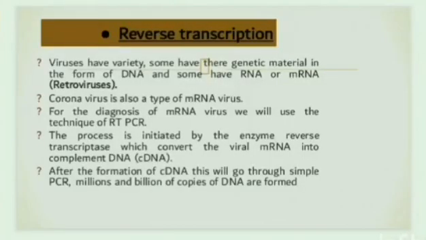Reverse transcription. Viruses have variety. Some have their genetic material in the form of DNA and some have RNA or mRNA, like retroviruses. Coronavirus is also a type of mRNA virus. For the diagnosis of an mRNA virus, we use the technique of RT-PCR. The process is initiated by the enzyme reverse transcriptase, which converts the viral mRNA into complementary DNA, cDNA. After the formation of cDNA, this goes through simple PCR, and millions and billions of copies of DNA are formed.